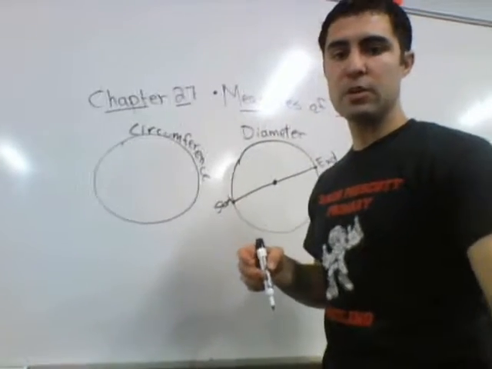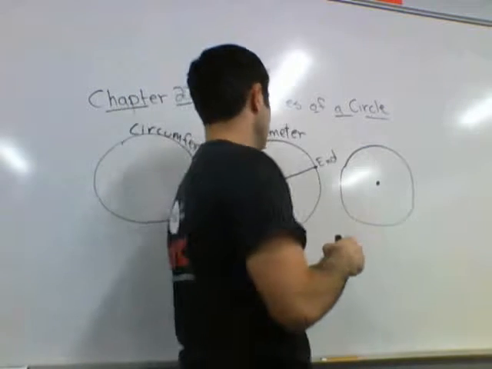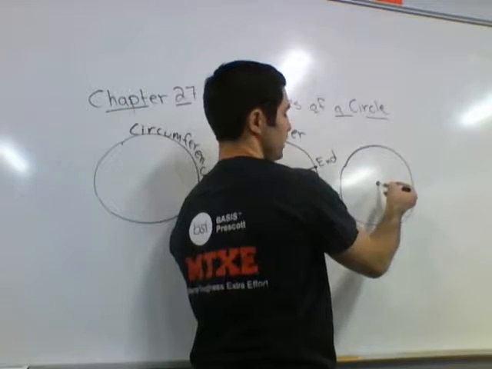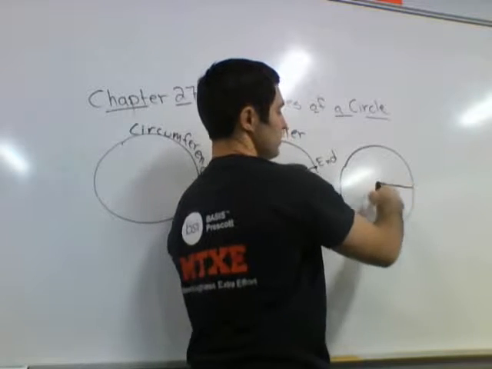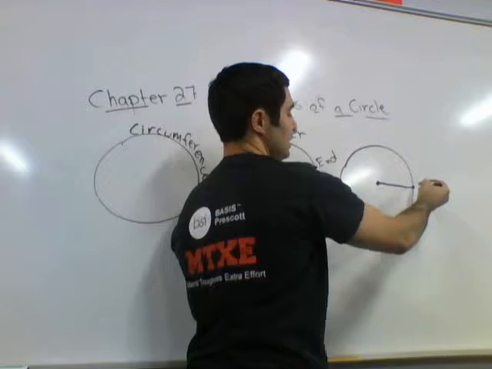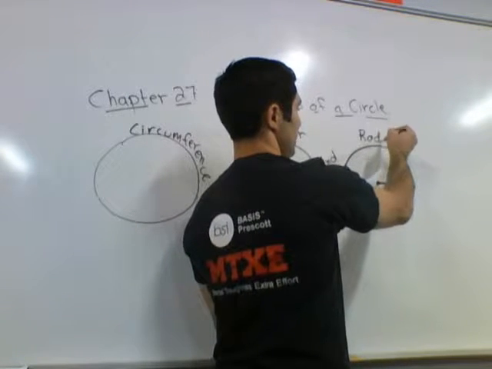And the third thing I want to talk to you guys about is radius. Radius is half of the diameter, which means the diameter is double the radius. It's an important concept. Okay? So if you start in the center of a circle and you just go to the outside edge of the circle, that is known as your radius.